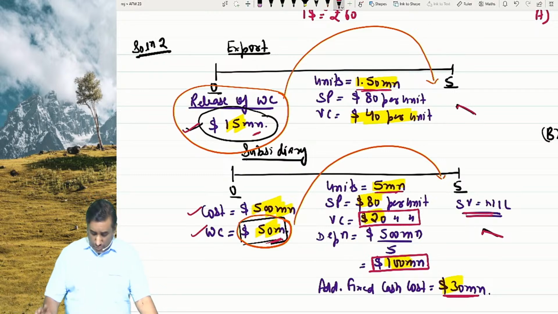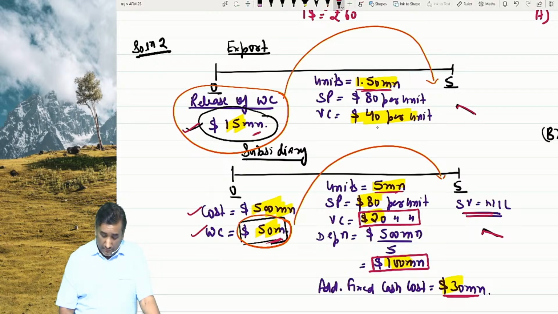Over the year, let's do it verbally. Old, let's do it. Selling price what? 80. Variable cost 40. So net we get is what? 40. 40 into 1.5, 60 million. Then tax rate do we have? 35. How much? 39. That is your CFAT, no depreciation. Na? 39 is CFAT.